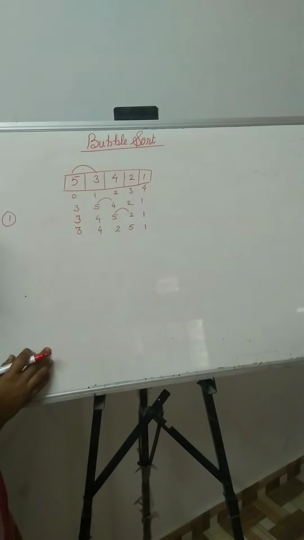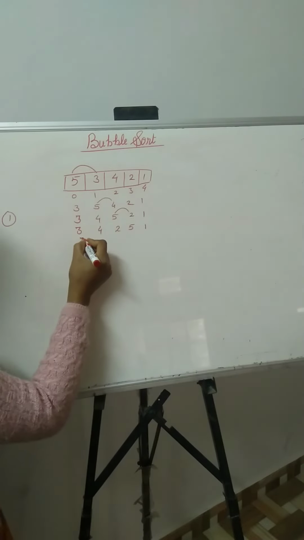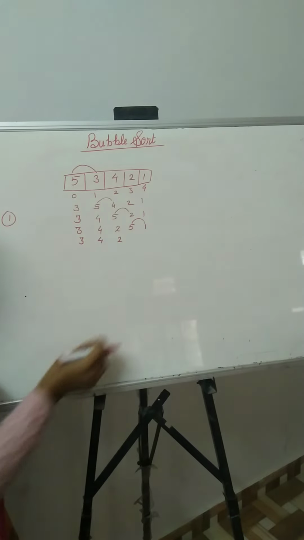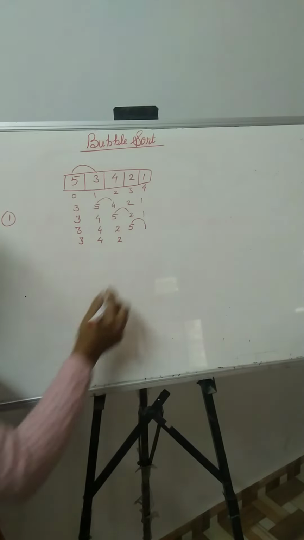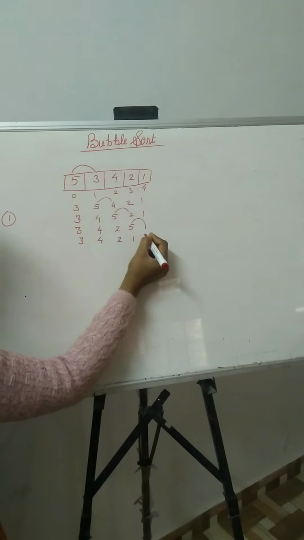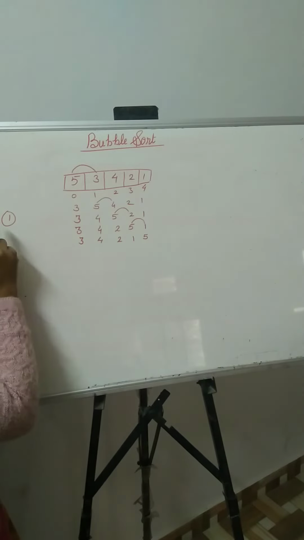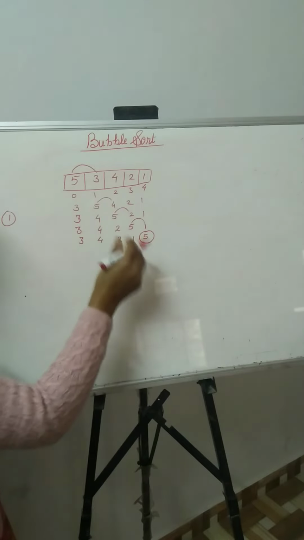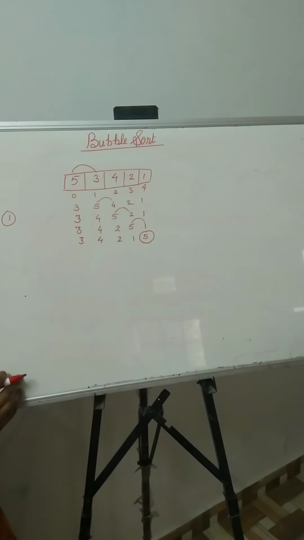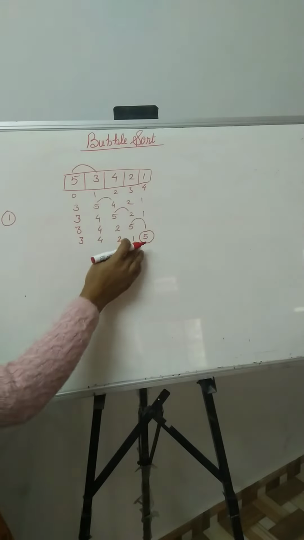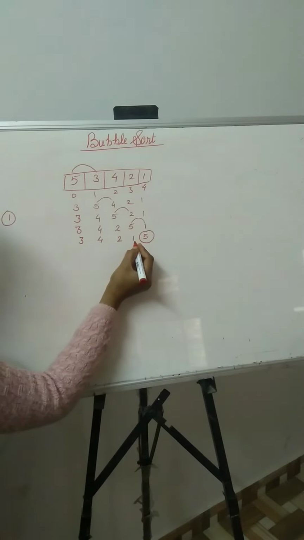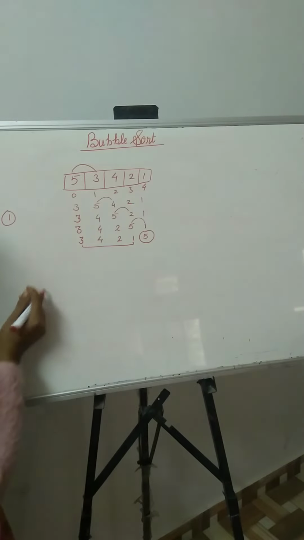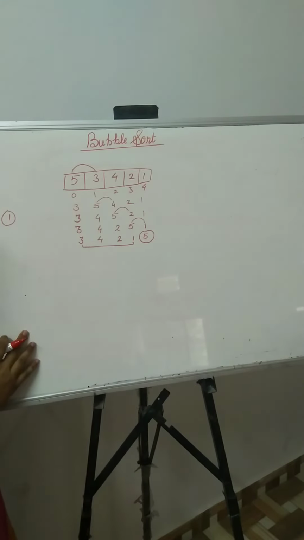1 is there. After this, 3, 4, 2. Next, they compare these two consecutive numbers. 1 is less than 5, so 1 is here and 5 is here. So in the first iteration, we got 5, the largest number, at the last of the array. Now we do not have to compare this number because it is already arranged at the last.